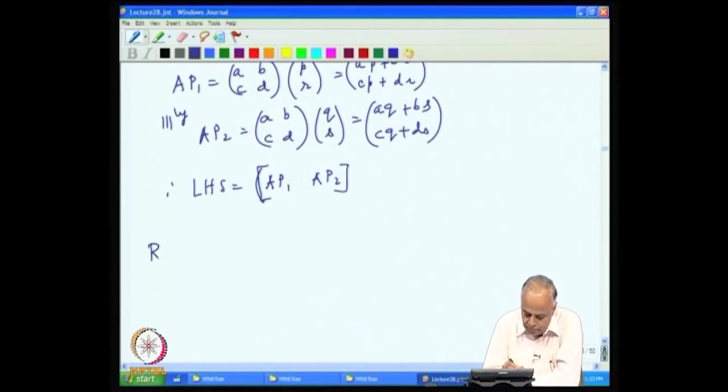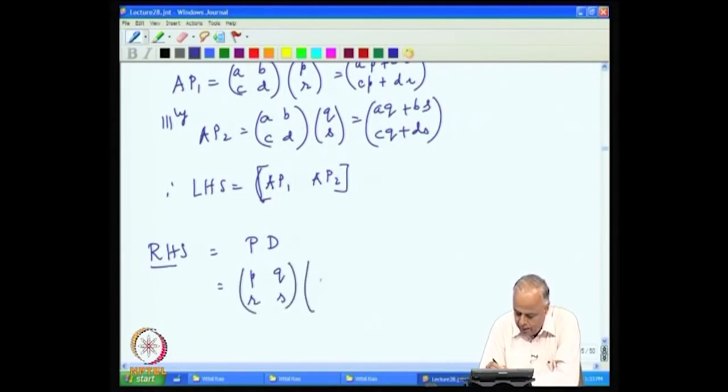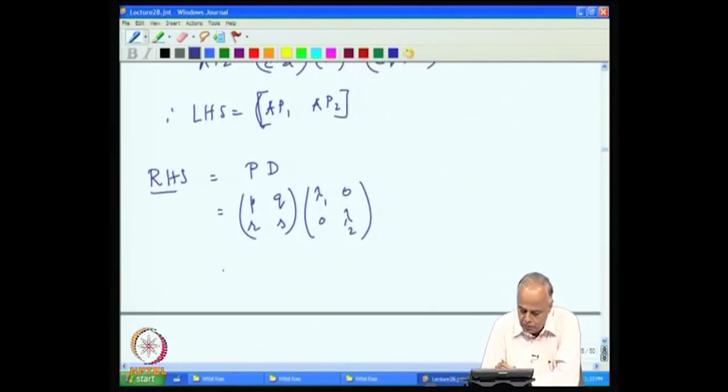What is the RHS? RHS is P D. What is P? P Q R S, and D is lambda 1, 0, 0, lambda 2, and the product is going to be lambda 1 P, lambda 2 Q, lambda 1 R, lambda 2 S.